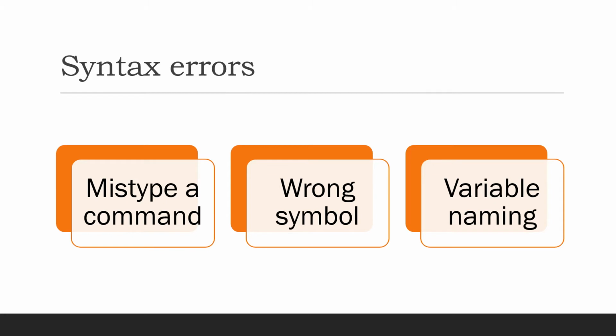Examples of syntax errors: you might mistype a command, you might just misspell it, for example. You might use the wrong symbol. This is my single most common error when I'm trying to use the double equal symbol. That means that two values have equal value. I sometimes just type a single equal sign. And sometimes we might use the wrong name for a variable. That is, we call a variable by two different names in two different parts of our program. These aren't the only syntax errors, but they're good examples.